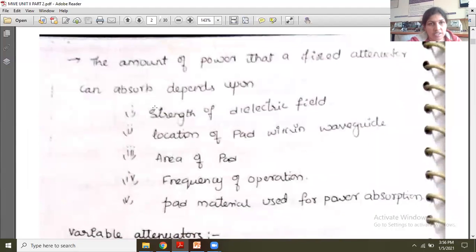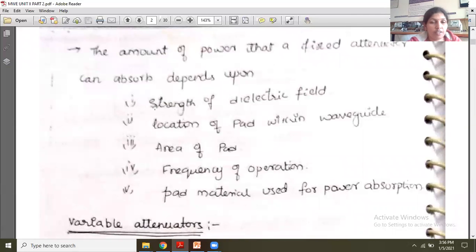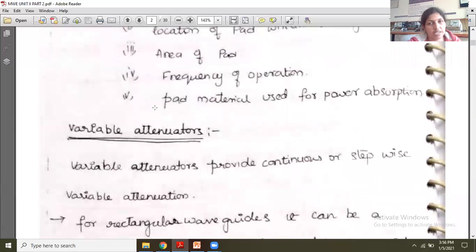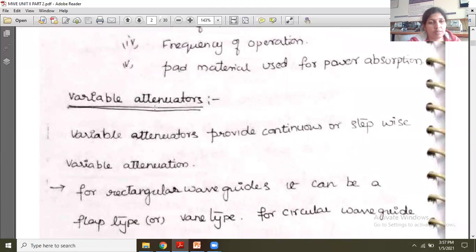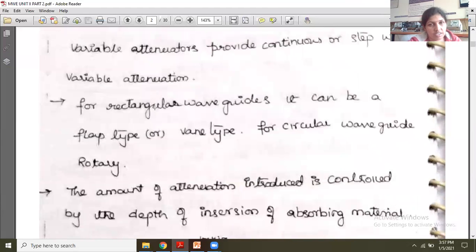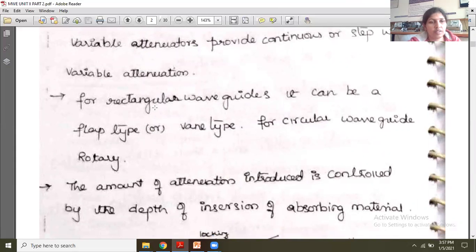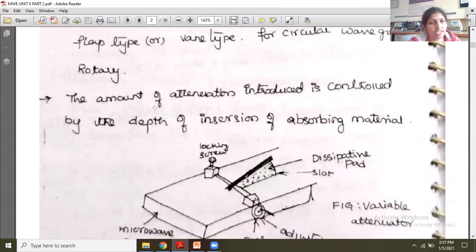The amount of power absorbed by the fixed attenuator depends on the strength of the dielectric field, location of the pad within the waveguide, area of the pad, frequency of operation, and the pad material. The next category is the variable attenuator. As the name indicates, it provides continuous or stepwise variable attenuation. For a rectangular waveguide, we can have flap type, vane type, or rotary type variable attenuators.